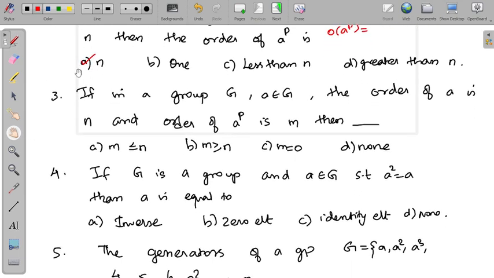Now the third one: if in a group G, A belongs to G, the order of A is N and the order of A power P is M, then out of these four, option A is right. So here the order of A is equal to N and the order of A power P is equal to M. We can see by example.